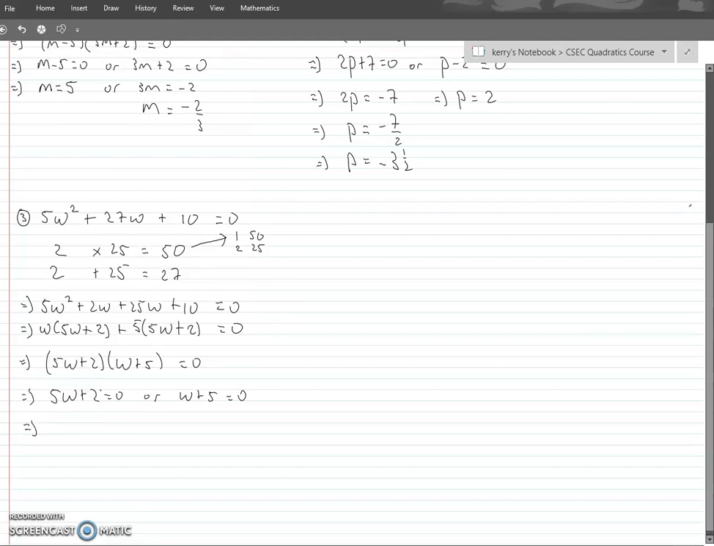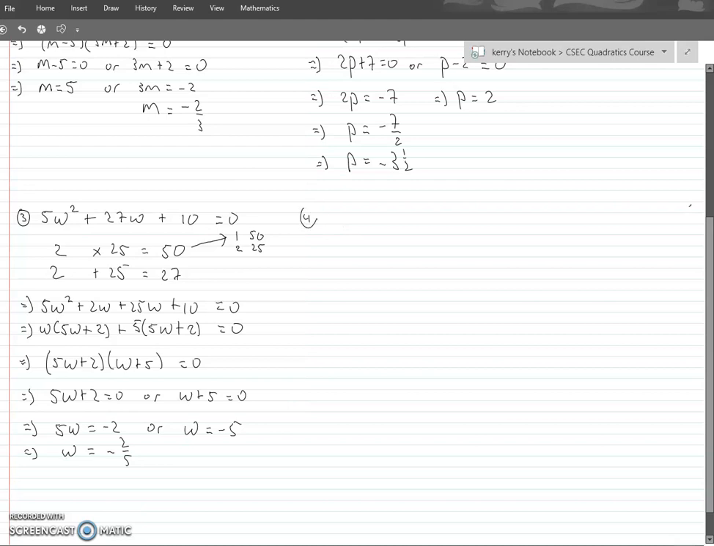So what we'll get here now, this is 5W plus 2. To get W by itself, you have to subtract 2 from both sides. And now you will end up with W is equal to both sides divided by 5, which will give you 2 over 5. Or this is W plus 5, so this will give us W is equal to minus 5 as the answer. Yeah. So this is how we do these questions. Take your time and you will be able to get through with them.